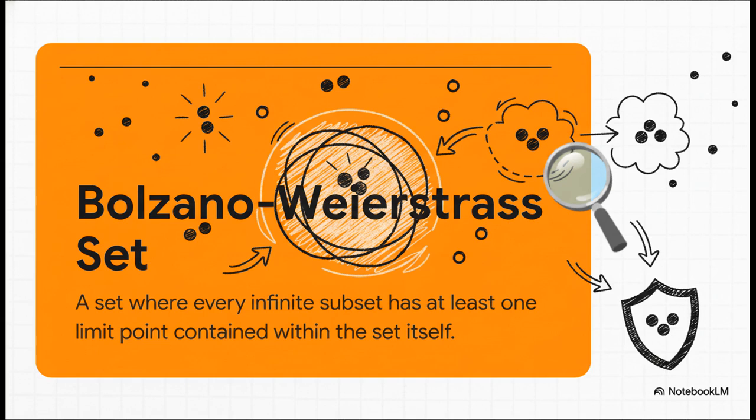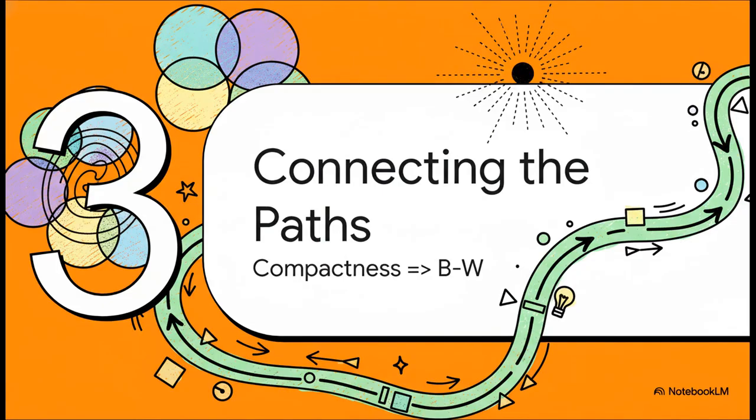The set itself forces those points to bunch up somewhere, guaranteeing that they have at least one accumulation point, one limit point, right there inside the set. So now we've got these two very different ways of taming infinity, right? On one hand, we have compactness, which is all about finite covers. On the other, we have the Bolzano-Weierstrass property, which is all about guaranteed limit points.